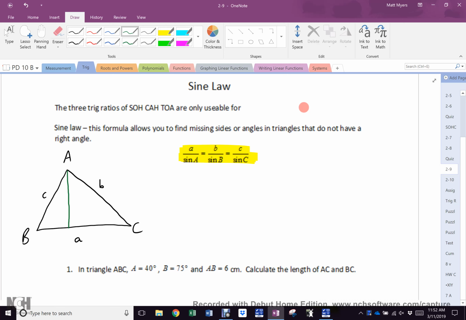You draw A, B, C. Why are they all capital? They're vertexes. Then you label them A, B, C. Why are they all small letters? Because they're sides. Why is this one C? Because it's opposite big C.